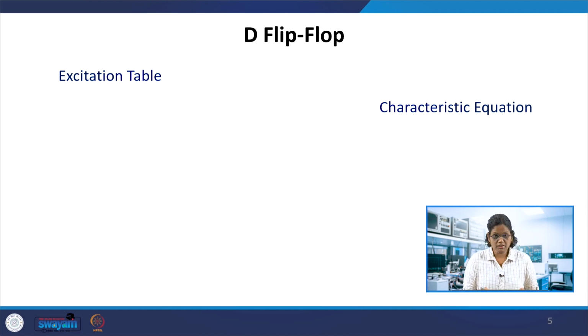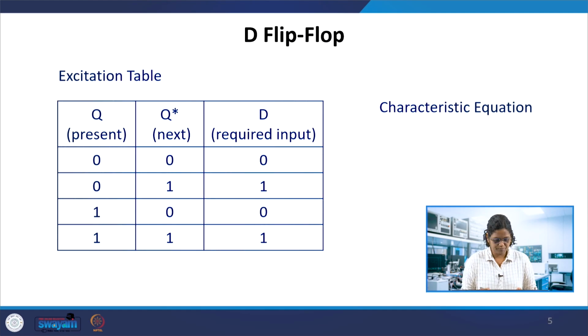And the excitation table, which is also needed for the conversion of one flip-flop to another and so on. Suppose you have the D flip-flop, and you want to use it as a T flip-flop or JK flip-flop, what should be the scenario, and how do we do that? So the excitation table is necessary to do that. According to the characteristic equation given here, Q star is D. This is understood from the functional table.